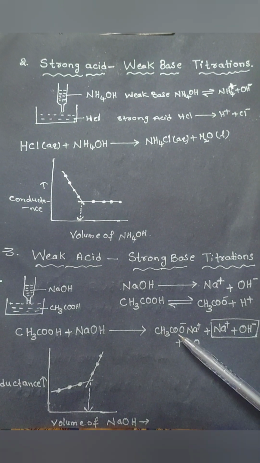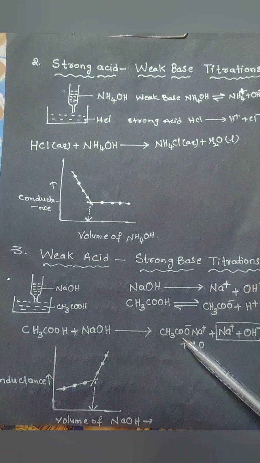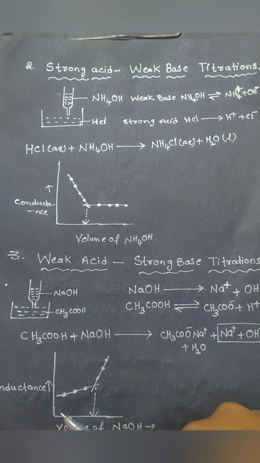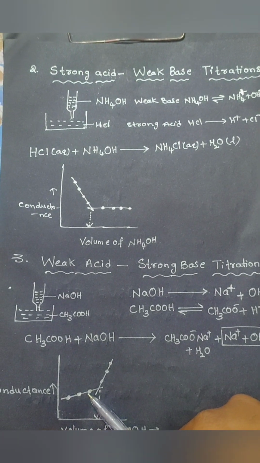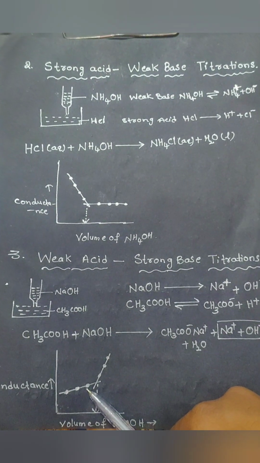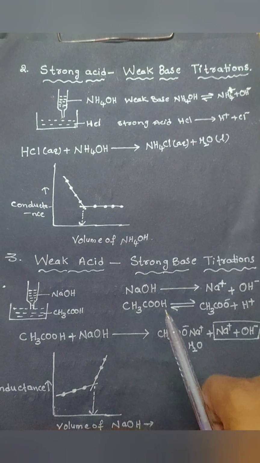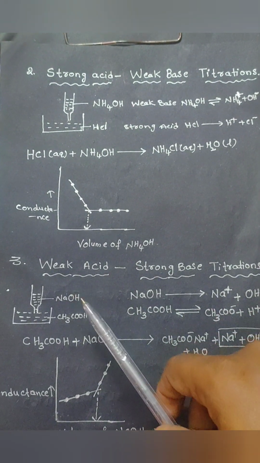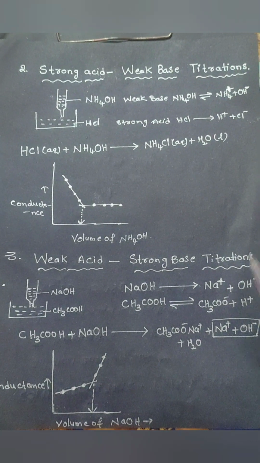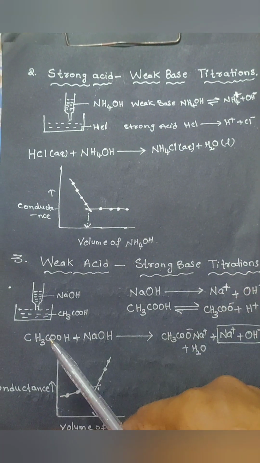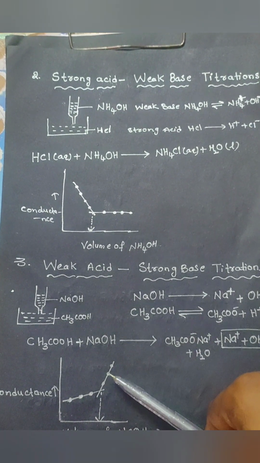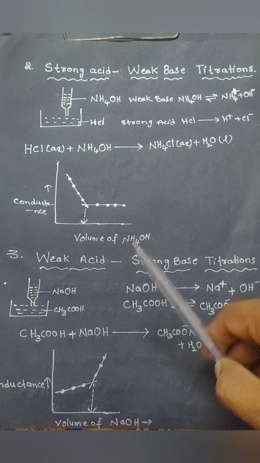Due to the increase in the number of this type of ions, we observe a gradual increase in the conductance of the solution. And after the reaction is completed, that means neutralization is completed, the number of OH minus ions goes on increasing because there is no acid here. So as a result, we observe an abrupt or sudden increase in the conductance of the solution.